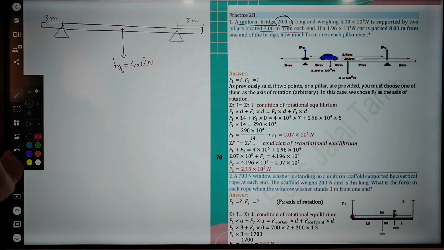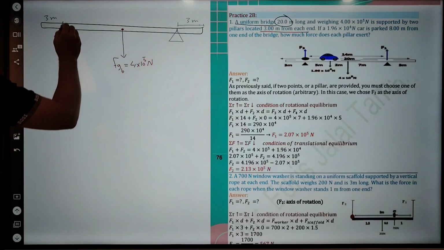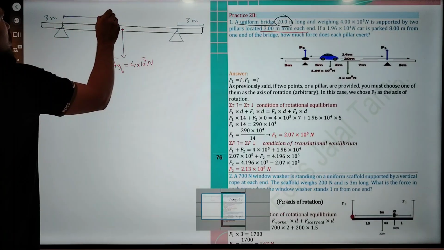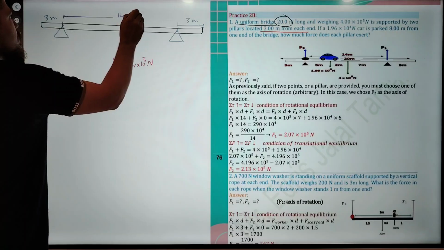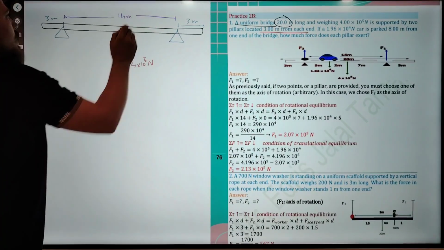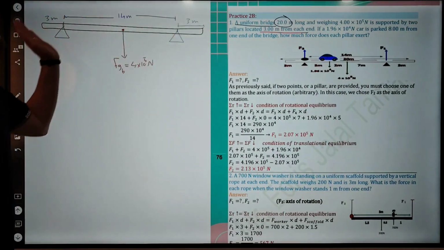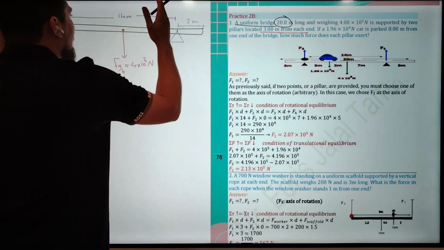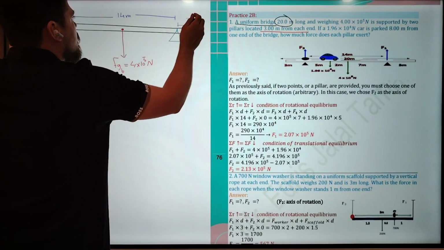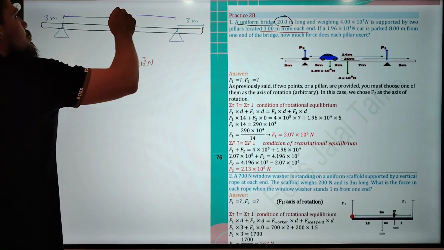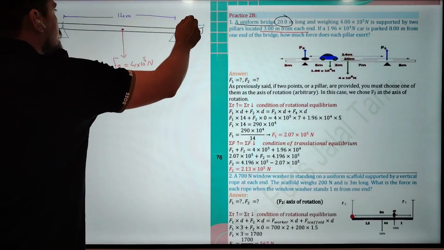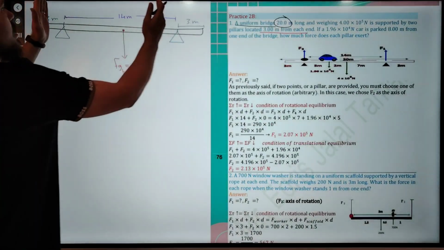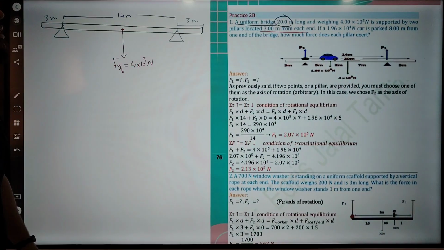Okay. So what remains here? The remaining length here is 14 meters. Why? Because the entire length of the bridge was given as 20 meters, but the pillars are located 3 meters from each end. So we have to subtract 3 plus 3, which is 6, from 20. 20 minus 6 is equal to what? 14 meters remain here.